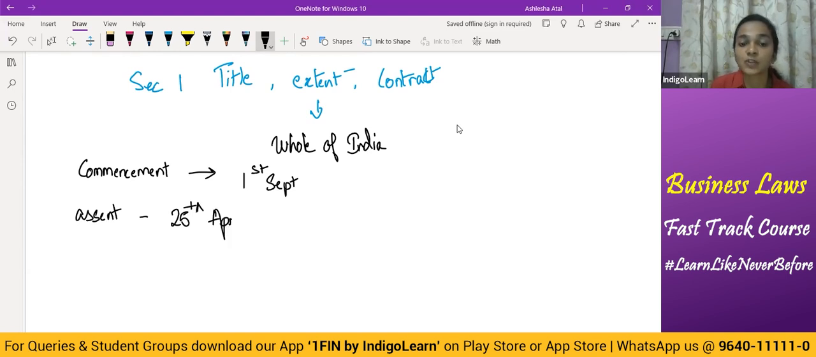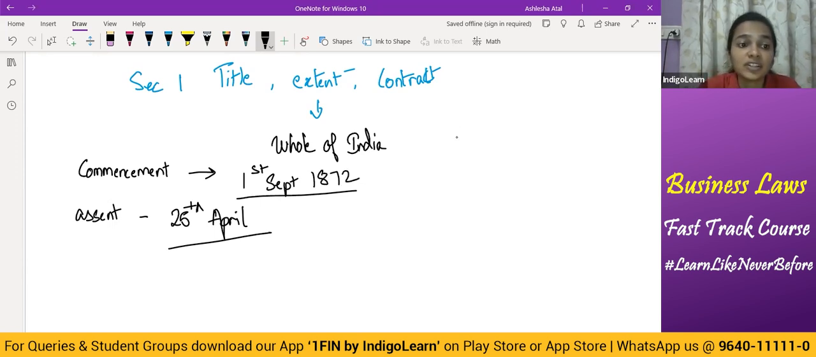Assent, basically, as you all must be knowing how an act is made. An act is made, it is passed in both the houses of parliament, and then it goes to the president of the country. The president gives assent to the bill which is passed in both the houses of parliament, and that's how an act is made, or an act comes into force. So this act, the Indian Contract Act, received the assent on 25th of April 1872, and it became applicable from 1st of September 1872.